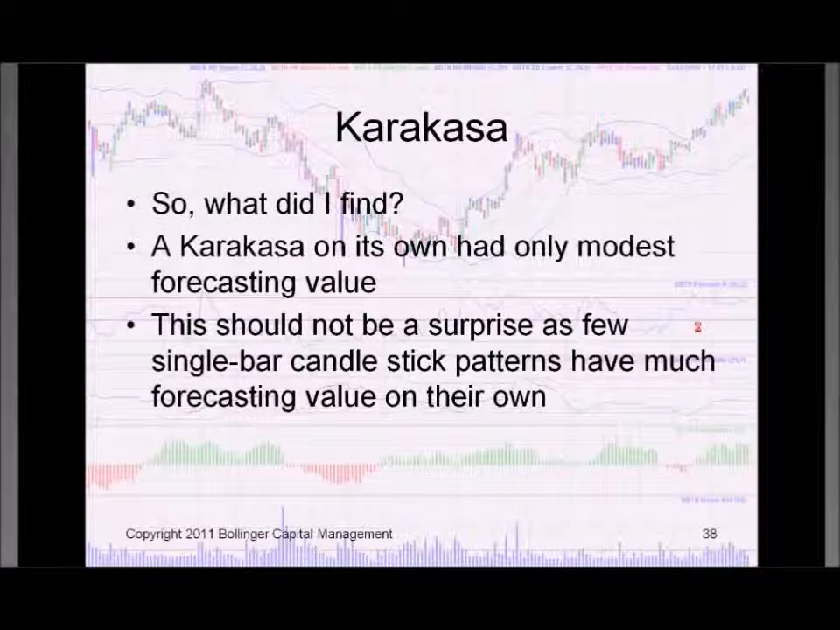I also found that it was more useful if one counted a number of bars before it. That is, if one encountered a karakasa after an uptrend, that had significant forecasting value. If one encountered a karakasa after a downtrend, again, that had significant forecasting value. And that got me to thinking, well, aren't we really thinking about relatively high and relatively low again? So what about karakasas at the bands?